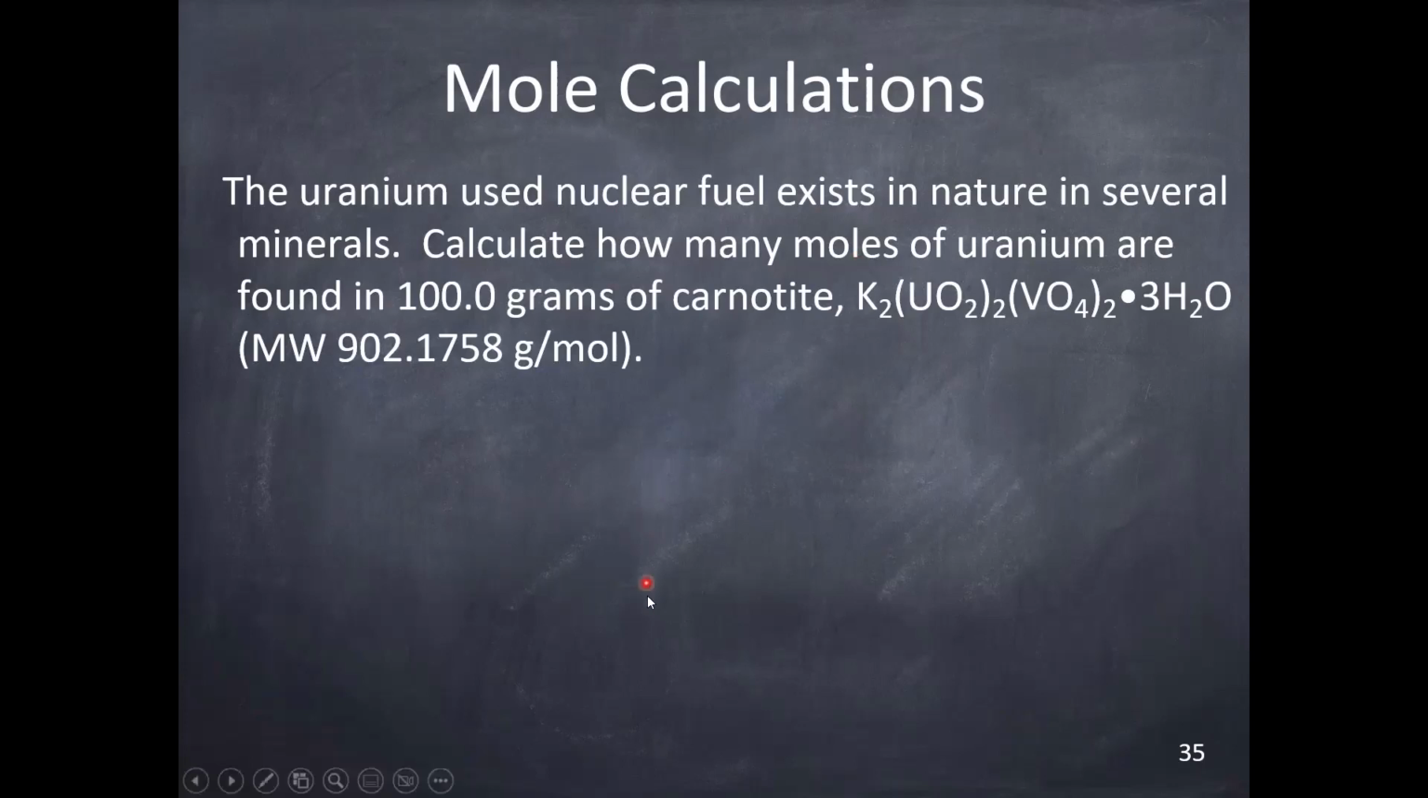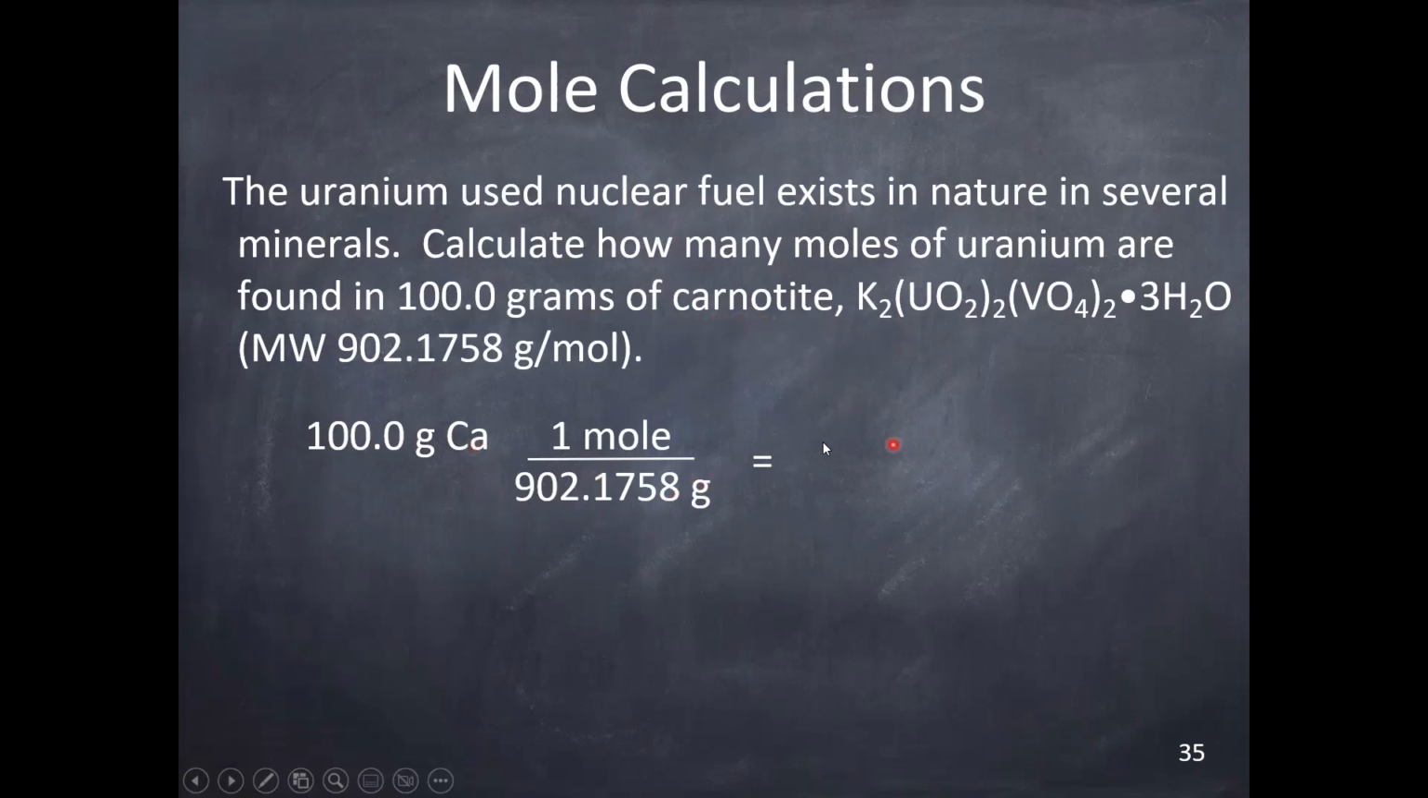And then with this mole calculation, the uranium used in nuclear fuel exists in nature in several minerals. Calculate how many moles of uranium are found in 100 grams of carnotite. So this is going to be the version of uranium we have here. If we start with 100 grams, there's a couple of different ways we could approach it. They're using Ca just to represent carnotite, which isn't the best because it is really calcium. But that's what we're referring to this version of the uranium molecule as.